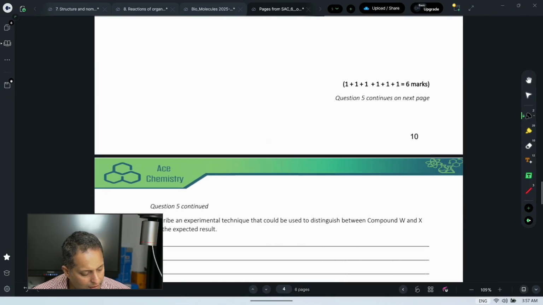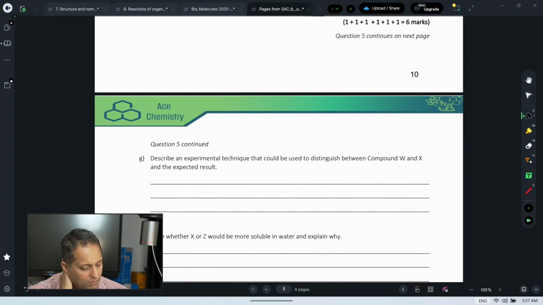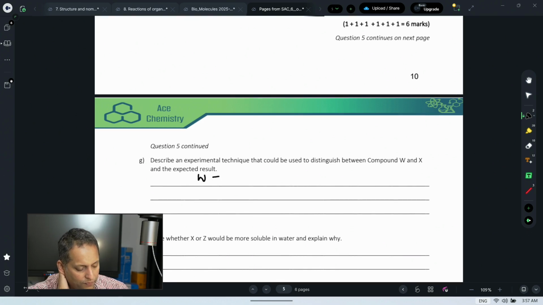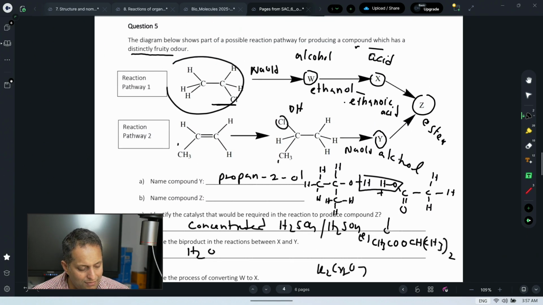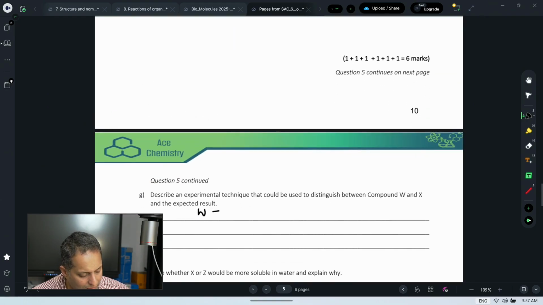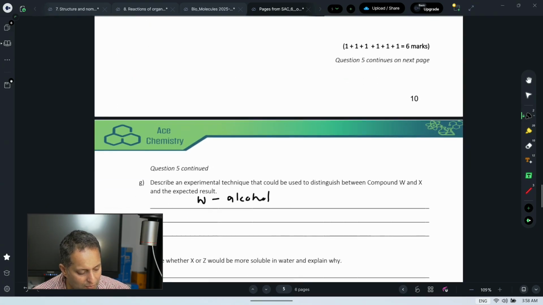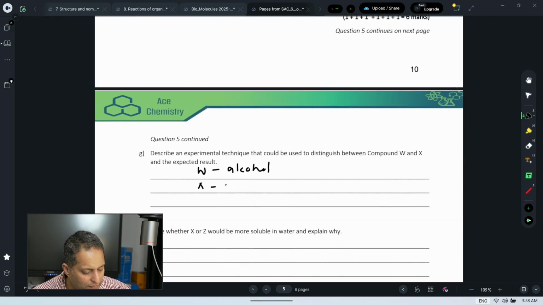Okay, aldehyde. Next: describe the experimental techniques that could be used to distinguish W and X. What is W? I cannot remember all these things. W is alcohol. And X is a carboxylic acid. Okay.